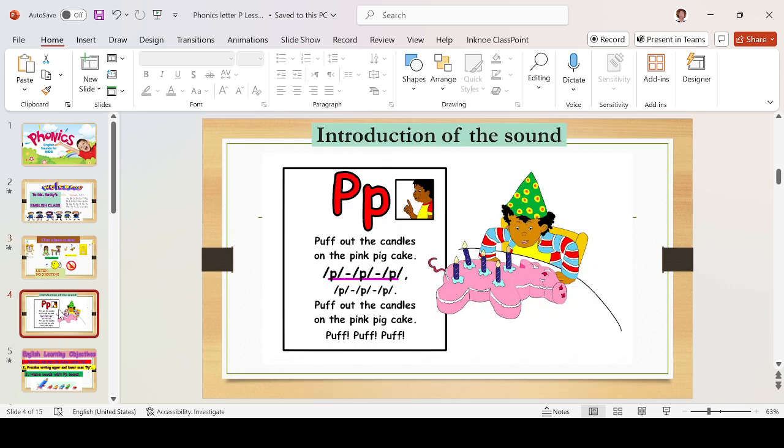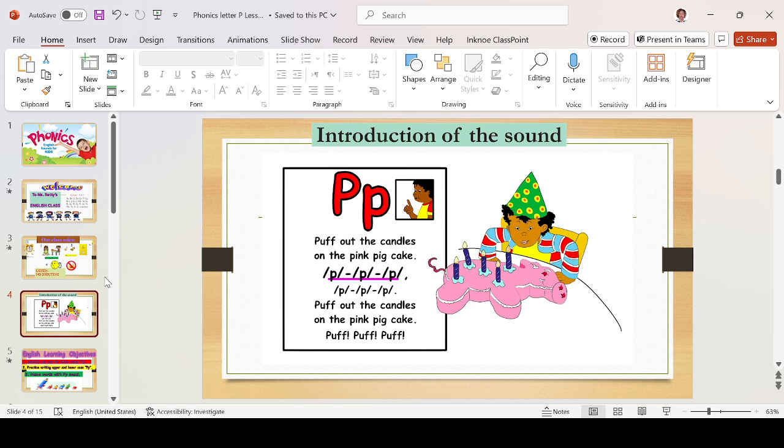So the letter for today is the letter P. The letter P. P is the name and P is the sound. But for us to be able to read and write words with that P sound, we focus on the letter sound, not the letter name. So I want you to say P, P, P, P, P, P, P.